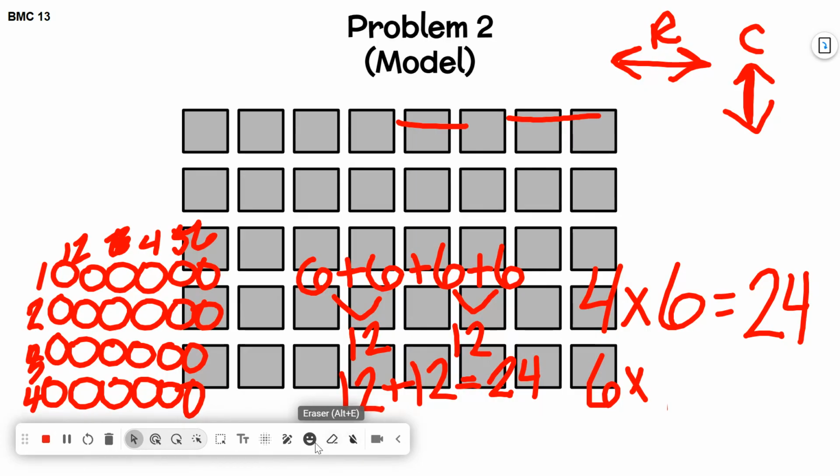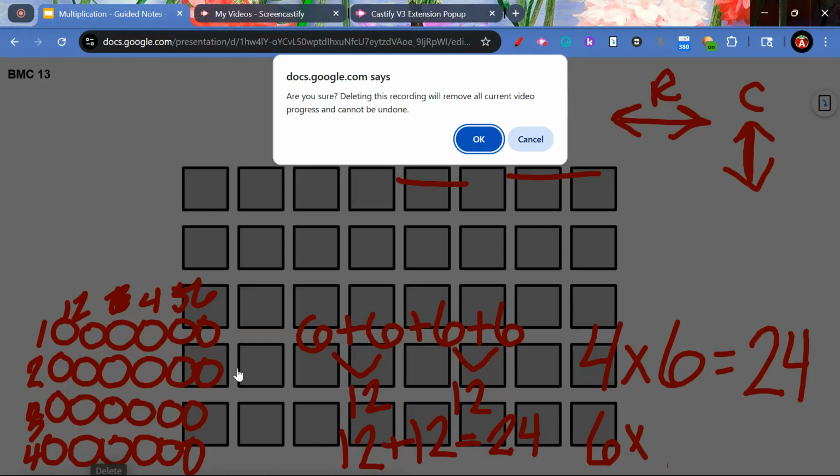Okay, we're going to try without the drawing tools for this one. Ooh.